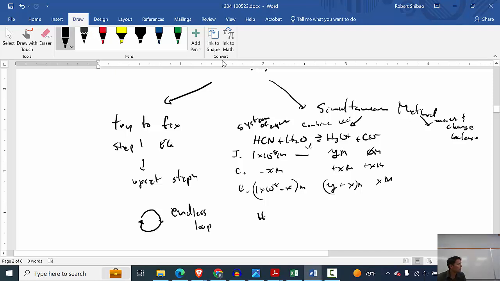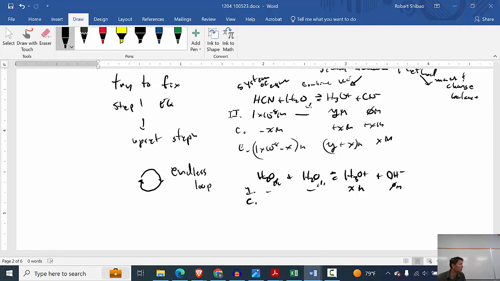Okay, let's look at the other equilibria. The other equilibria is going to be H2O liquid plus H2O liquid going to hydronium plus hydroxide. H2O is a pure liquid. Hydronium, what am I going to use as starting amount for hydronium? I'm not going to use y plus x. I'm just going to use the hydronium that comes only from HCN, which is going to just be x. And the hydroxide is going to be 0. Now the change, I'm going to call the change for this y. And so I'm going to get plus y here and plus y here. And so at equilibrium, I'm going to get x plus y molar and y molar.